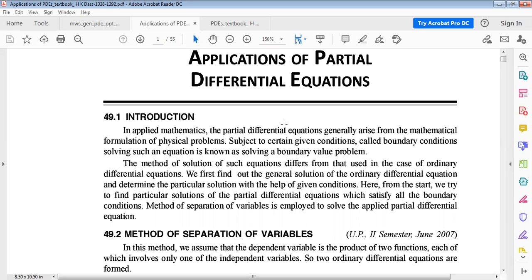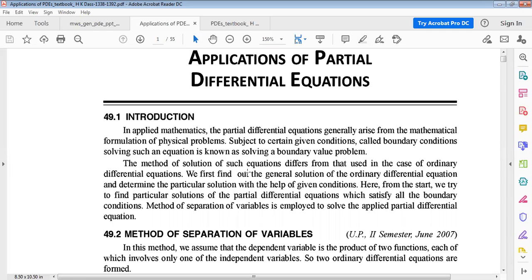Now, application of partial differential equations. In applied mathematics, partial differential equations generally arise from the mathematical formulation of physical problems subject to certain given conditions called boundary conditions. Solving such an equation is known as solving a boundary value problem. That means in partial differential equations, some conditions are given. If initial values are given, then the problem will be an initial value problem, and if boundary conditions are given, then that will be a boundary value problem.